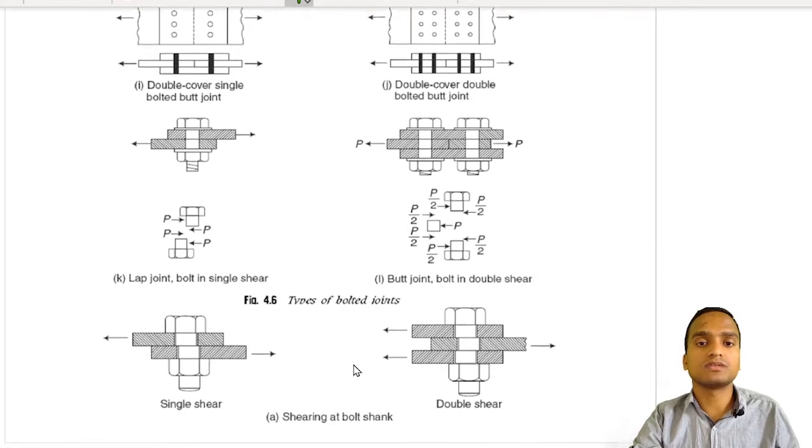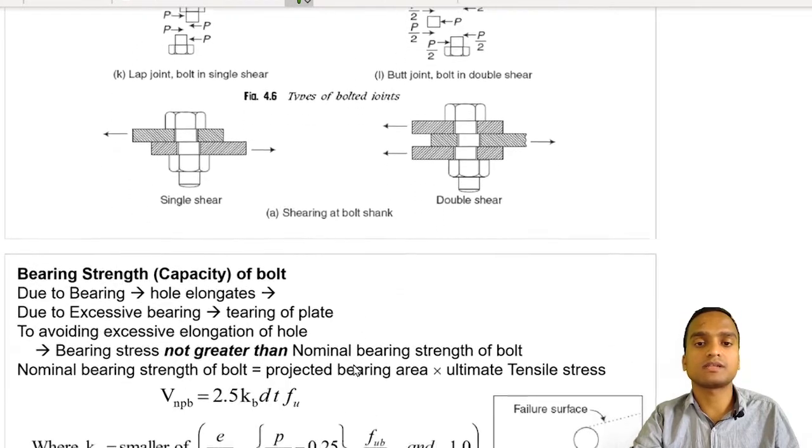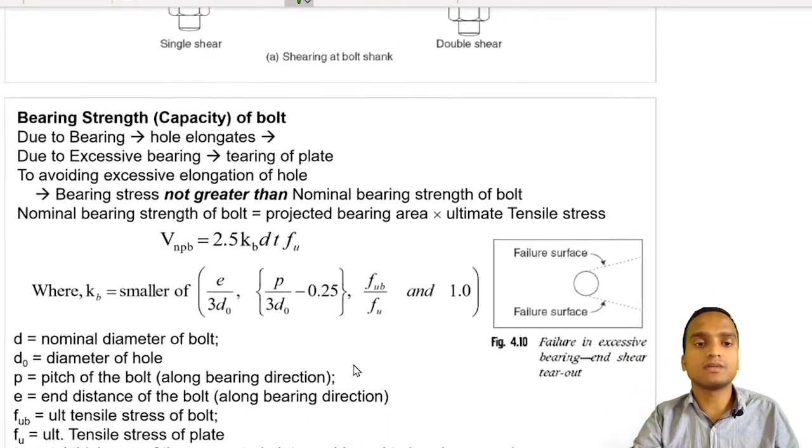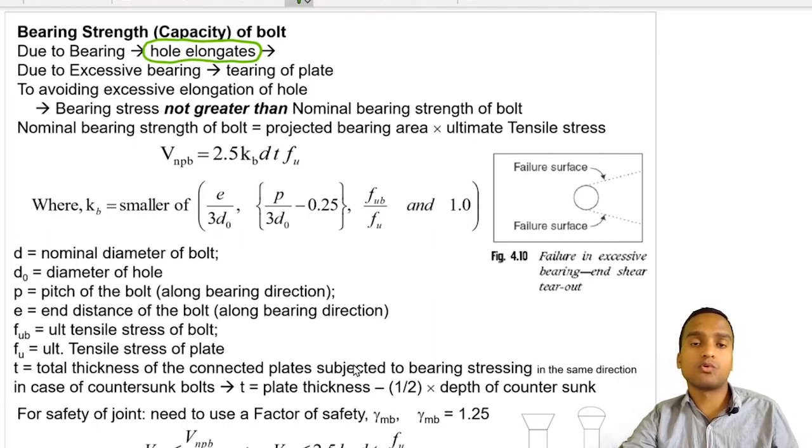Okay, so all these notations and failures, single shear failure, double shear failure, we have understood. And then we discussed the bearing strength capacity of a bolt. And due to bearing, what happens? Either the hole elongates, and the hole will elongate if the plate is failing in bearing, okay? Or the bolt may deform due to excessive bearing also. Tearing of the plate also occurs, okay? So bearing stress should not be greater than the nominal bearing strength of the bolt.